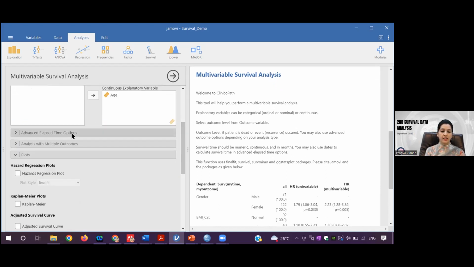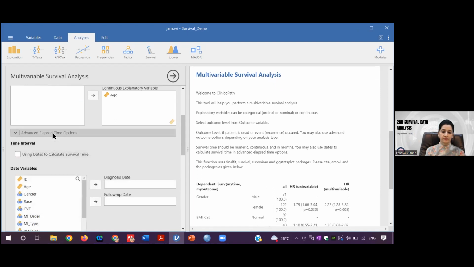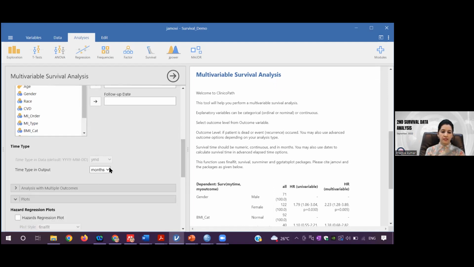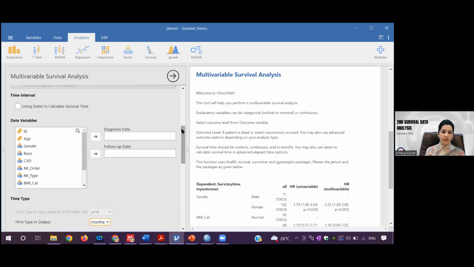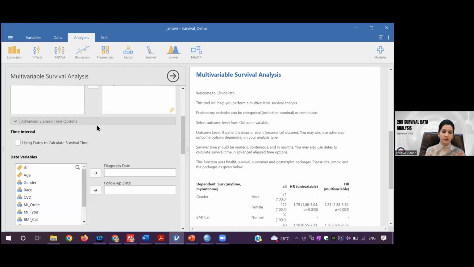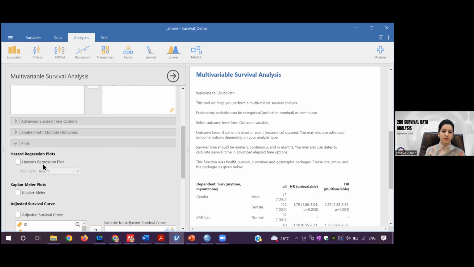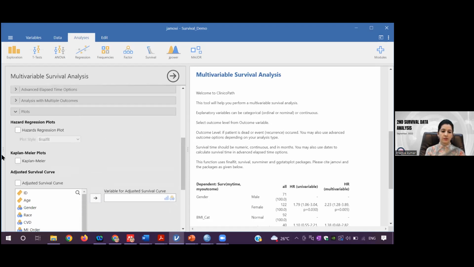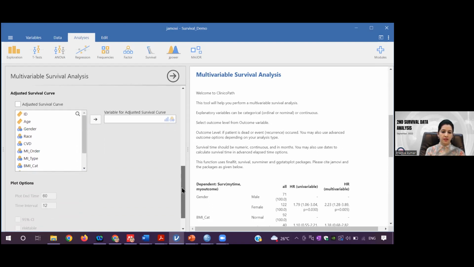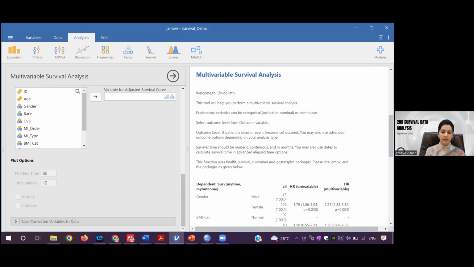And in the advanced elapsed time, that day we were seeing, if you change this months into days, this changes the axis, which we were not able to do that day. So this is the option in output. You can change that. I'm just keeping months by default now. So again, I will close this window, and I'll go to this hazard regression plot. So you can have this hazard regression plot and this adjusted survival. I'm not going to plot it now.